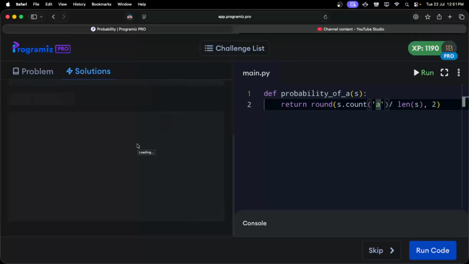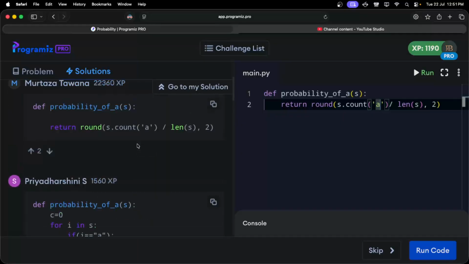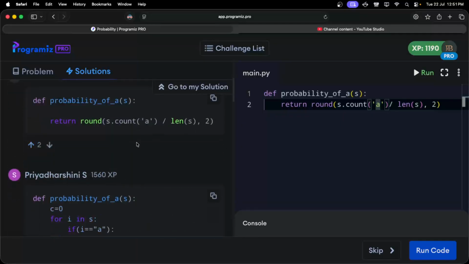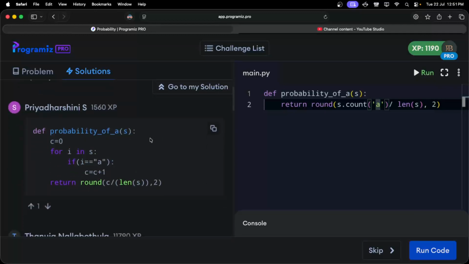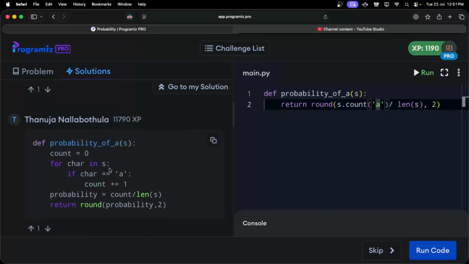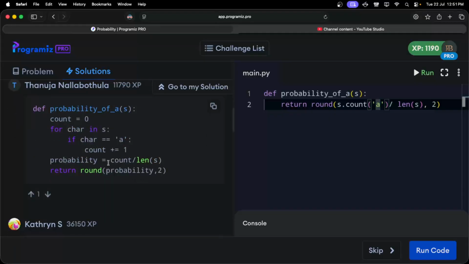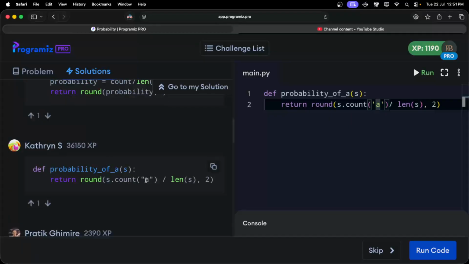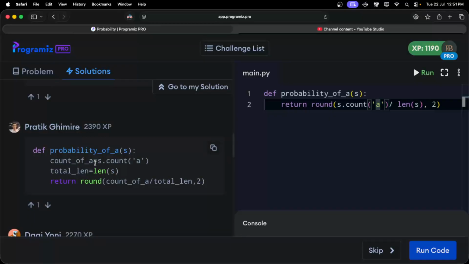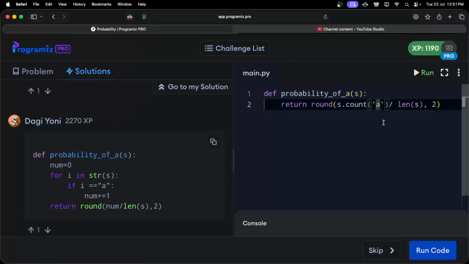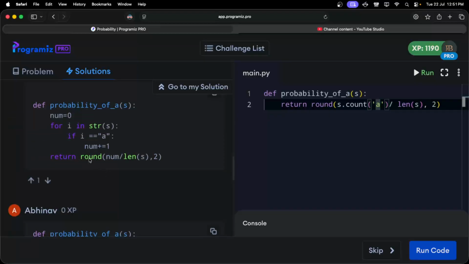This is other people's solutions. Something similar. Great. This one is doing something like just looping over the string and then doing it. Same thing, looping over. Okay, something just count, and then this is doing the same thing, but in a more verbose way.